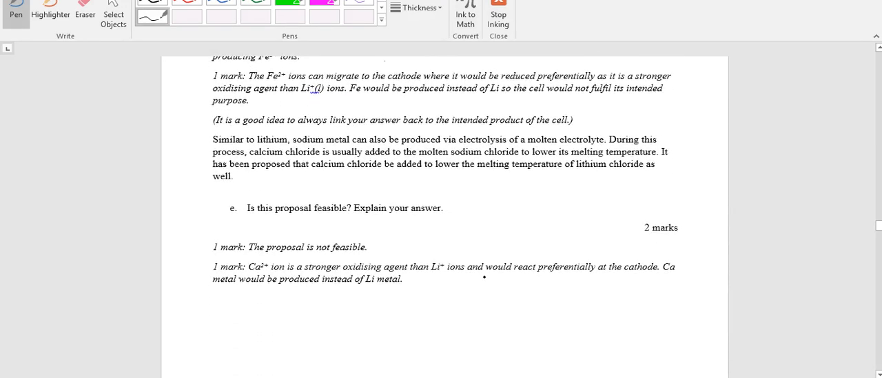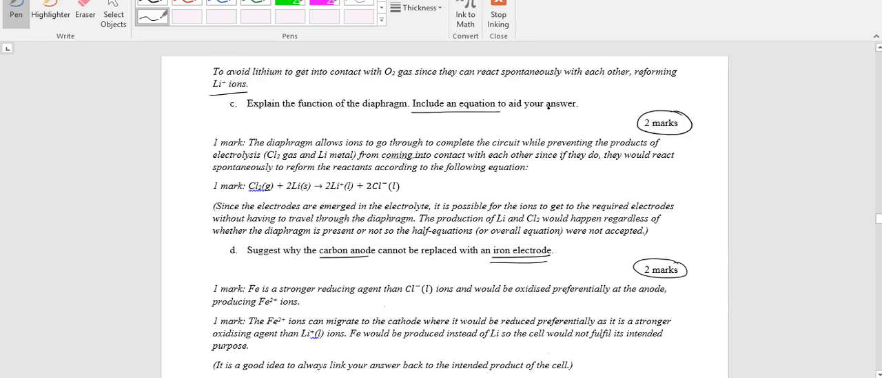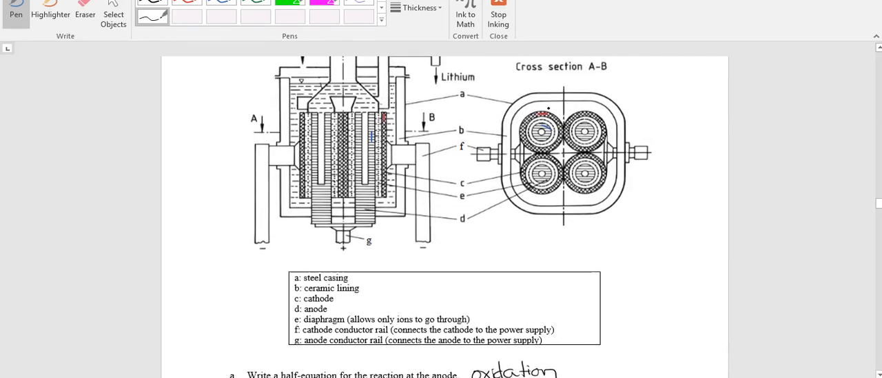Okay, part E. Similar to lithium, sodium metal can also be produced via electrolysis of a molten electrolyte. During this process, calcium chloride is usually added to the molten sodium chloride to lower its melting temperature. It has been proposed that calcium chloride can be added to lower the melting temperature of lithium chloride as well. So ultimately what the question is asking is, is the proposal feasible? Is it possible to add calcium chloride into lithium chloride? So can you lower the melting point of the electrolyte of this cell with the addition of calcium chloride?